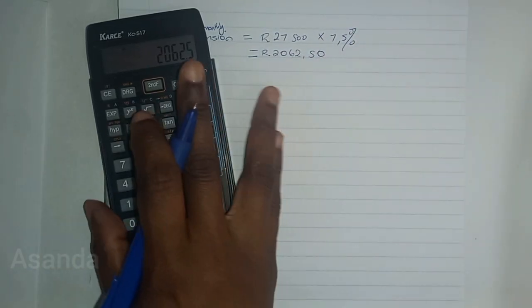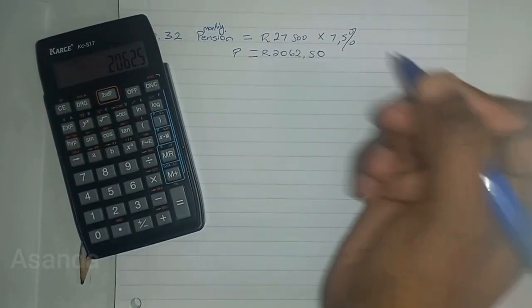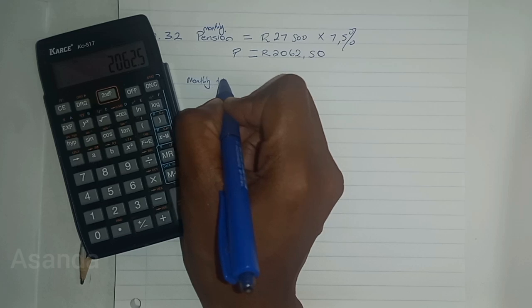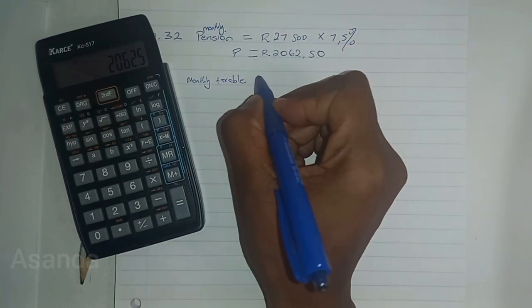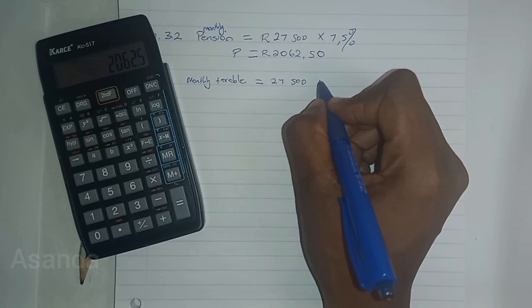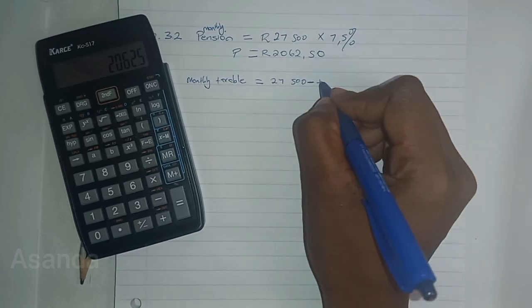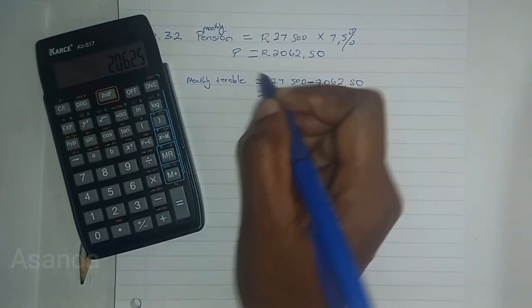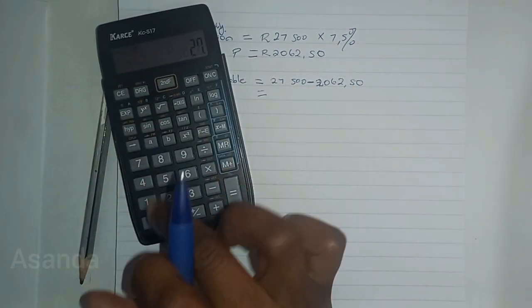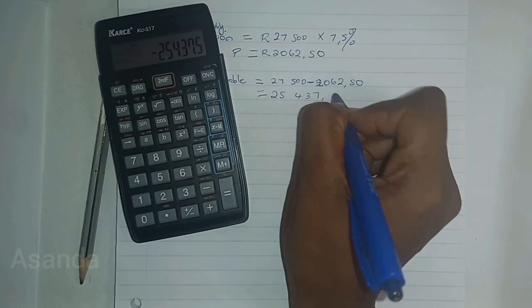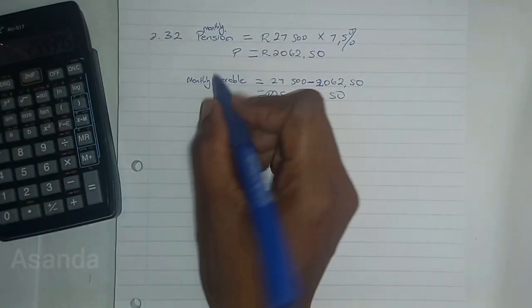Don't worry when I say my pension. I like to put myself in the situation. Makes me think better. Okay, now monthly taxable, because I use monthly gross, is equal to 27,500 minus the pension, which is 2,062.50. Then we have 25,437.50 for 1 month.